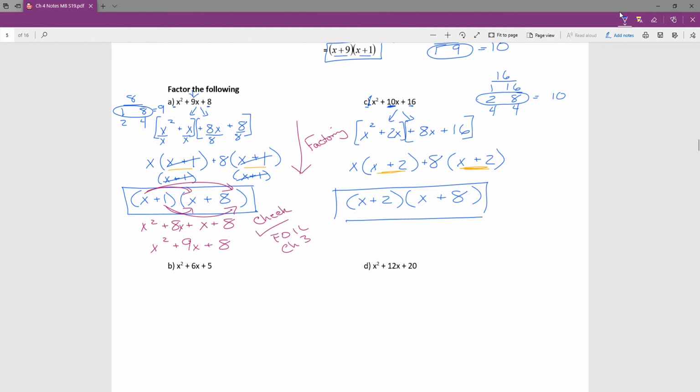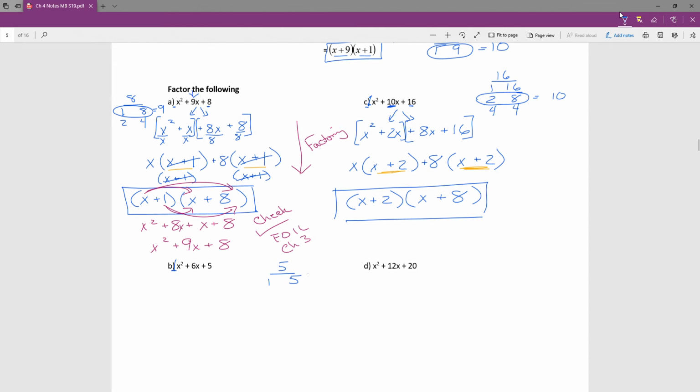2 more on the page here, and so I'm going to AC test these, do my little number puzzle. So I'd have a 1 times 5, so 5 at the top of my number puzzle, factor 5 in as many ways as I can, and I'm done.